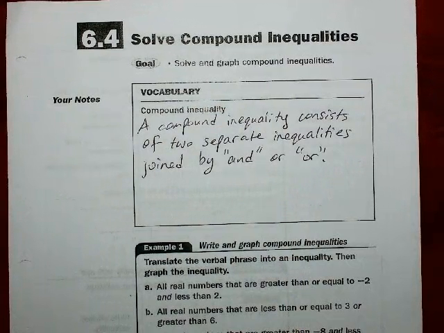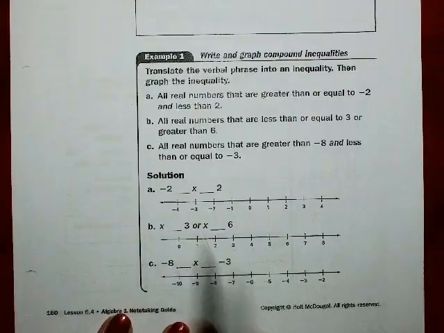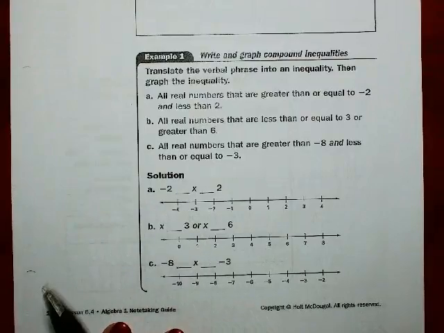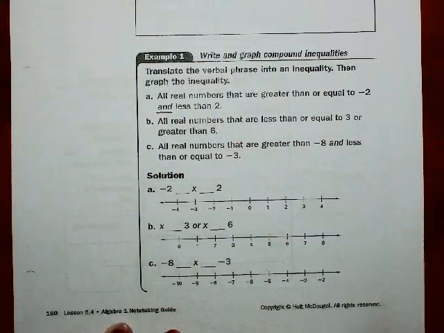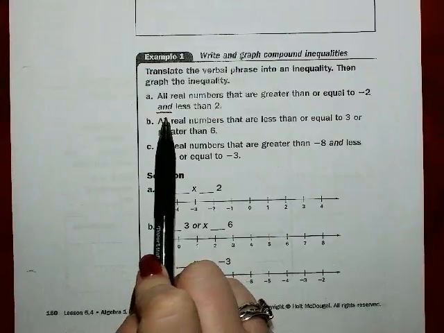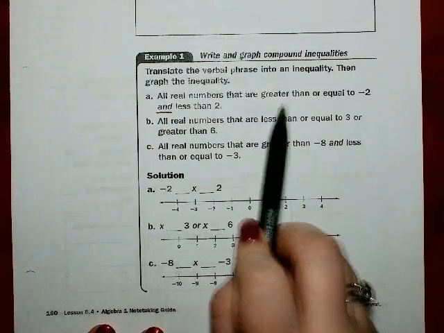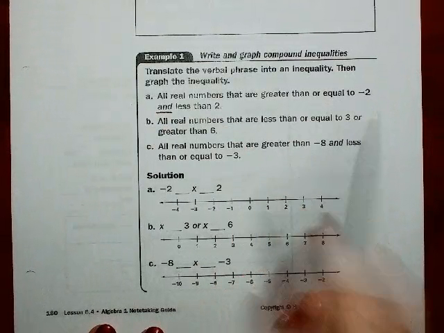Okay, so in example 1, we need to write and graph compound inequalities. Translate the verbal phrases into an inequality. Then graph the inequality. All real numbers are greater than or equal to -2 and less than 2. So that is what makes it a compound inequality. So we're going to go down here. -2. We wanted it to be greater than or equal to -2. So x is the bigger number.